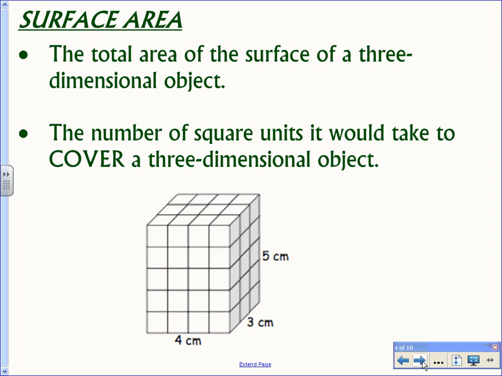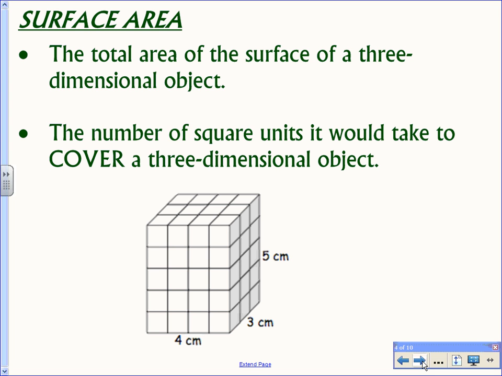Now, in the first lesson, we learned about what surface area is. Surface area is the total area of the surface of a three-dimensional object. The number of square units it would take to cover a three-dimensional object is what we are finding when we find surface area. A good example of a time you would find surface area in real life would be wrapping a present or when you frost a cake.